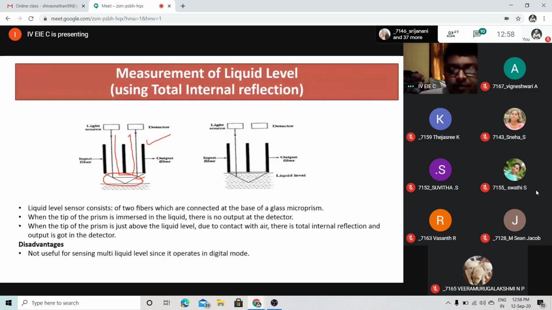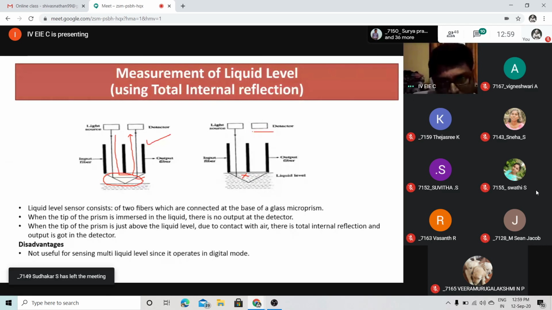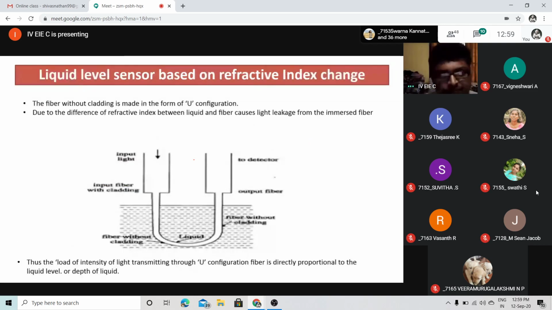Whereas here, if my liquid level increases, as it affects my refractive index over the surrounding area of the microprism, this microprism's overall refractive index pattern changes. What happens? Here, no total internal reflection takes place. So there is no signal from the detector. Clear? So this is how measuring of liquid level using total internal reflection works. Okay, coming to the second part.